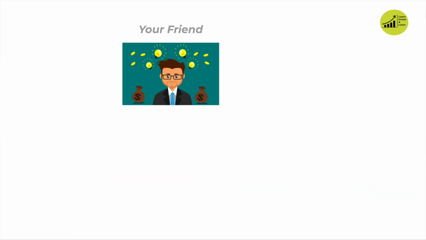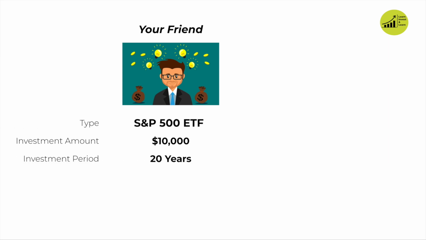Let's imagine your friend invested $10,000 for 20 years in the S&P 500, which has an average annual return of 10% during this period. The S&P 500 is a passive investment vehicle that tracks a basket of 500 large cap US stocks. It is a low cost investment with an average expense ratio of less than 0.1%.